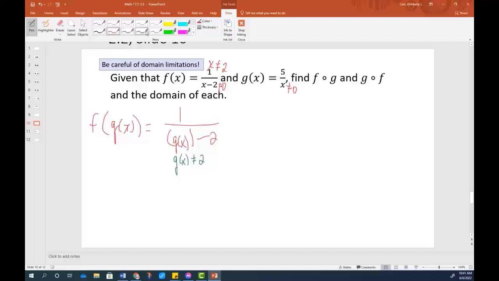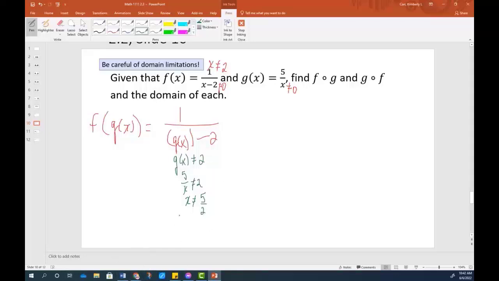If g of x cannot equal 2, then I have to consider what makes that happen. That means 5 over x cannot equal 2. And with a little bit of algebra, we find out that that means x cannot equal 5 over 2 or 2.5. So we're going to have to keep this one. We know we can't let x equal 5 over 2 or else g of x would equal 2 and then the whole thing would equal 0 on the denominator, and that would be a problem.